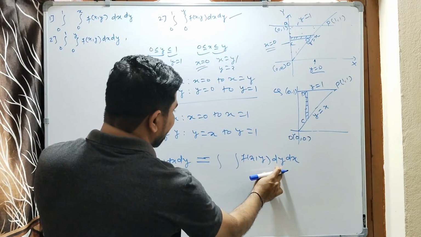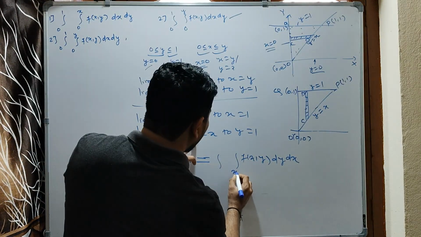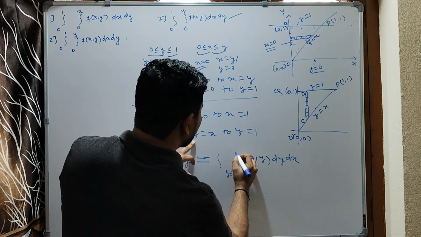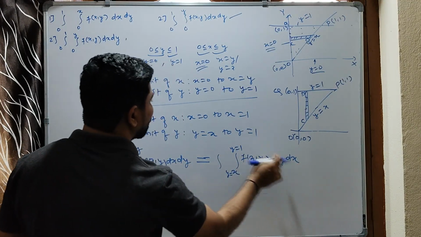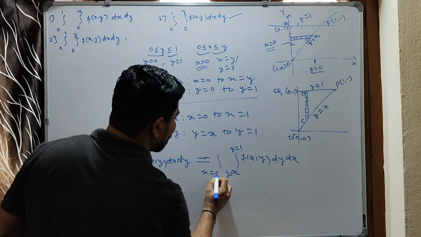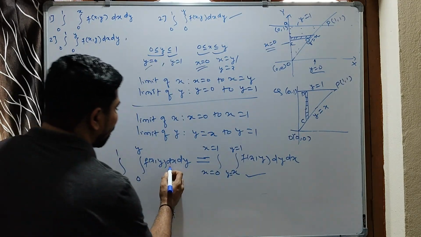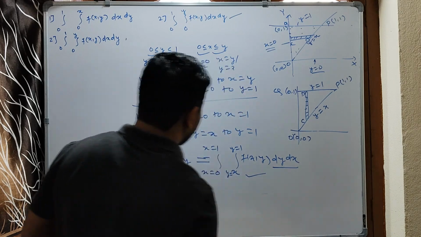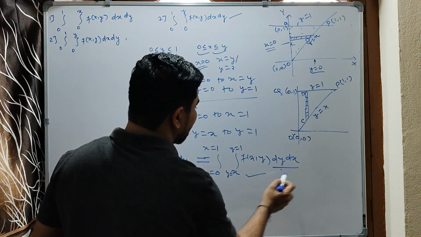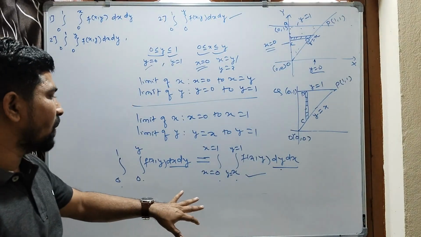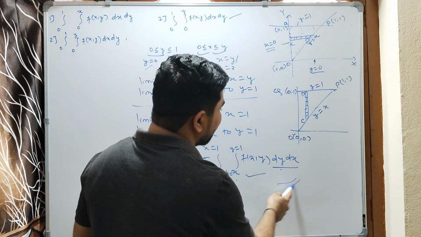Here I am integrating first with respect to y, so put the limits of y: y equal to x to y equal to 1, and after that integrate with respect to x. Then put the limits of x, x equal to 0 to x equal to 1. So this is the way to change the order from dx dy to dy dx: dx dy with this limit and dy dx with this limit.